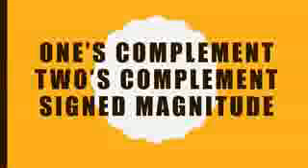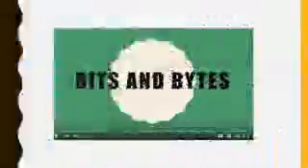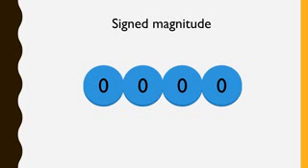This lesson is about solving the problems of negative numbers, addition, and subtraction using bits. We'll look at a few approaches and discuss the issues as we go. If you aren't familiar with bits, you might want to check out our video on bits and bytes, linked in the description. Let's talk about signed magnitude first.